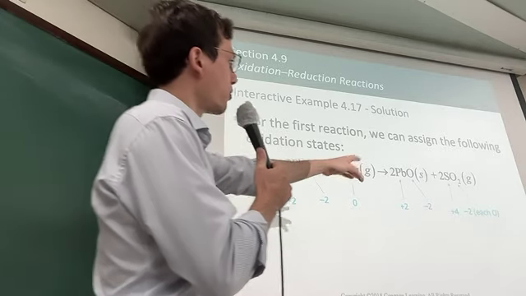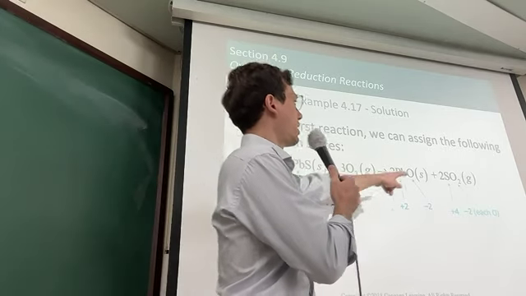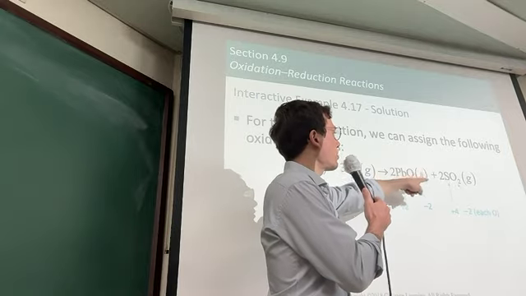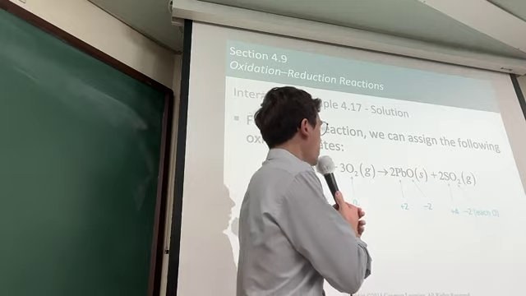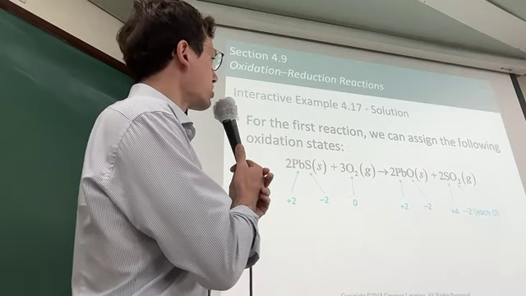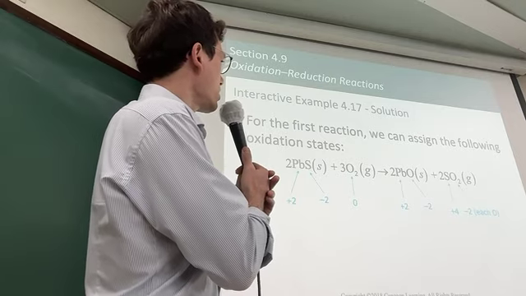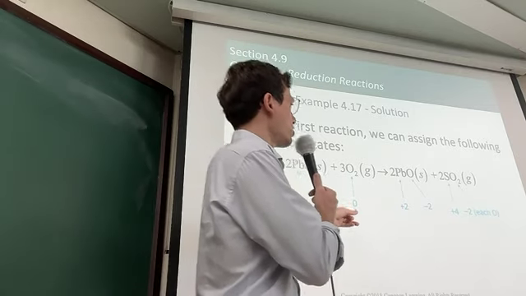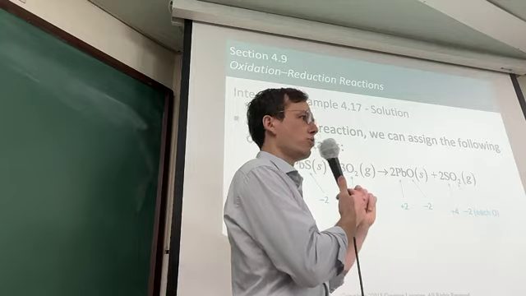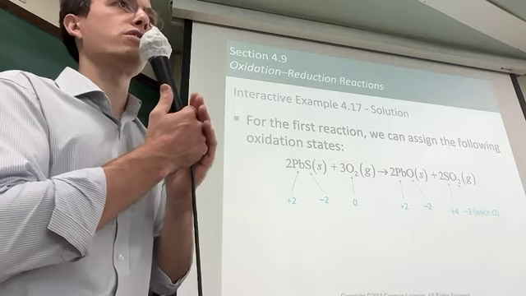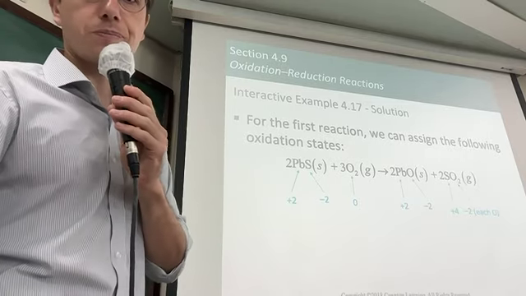So oxygen will be -2. And if it's -2 times 2, that means the sulfur should be +4, right? So sulfur is oxidized. Oxygen, what happens to oxygen? Oxygen is reduced from 0 to -2. As expected, oxygen is our oxidizing agent here.